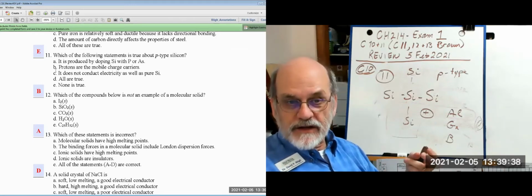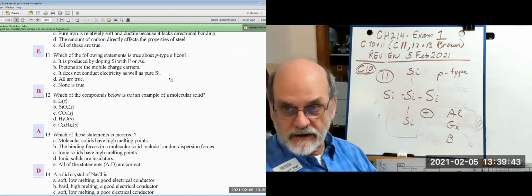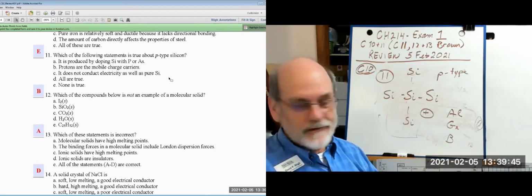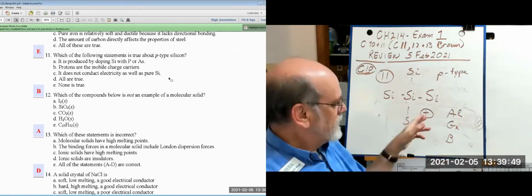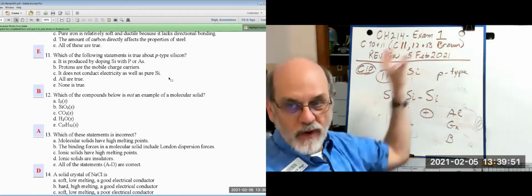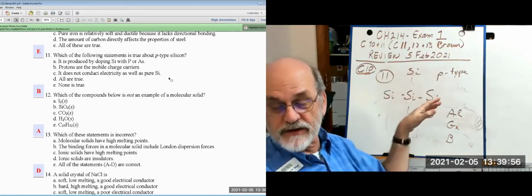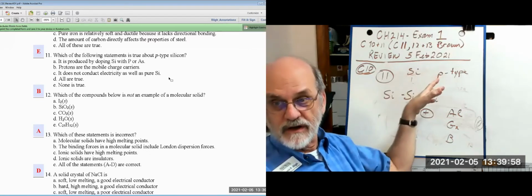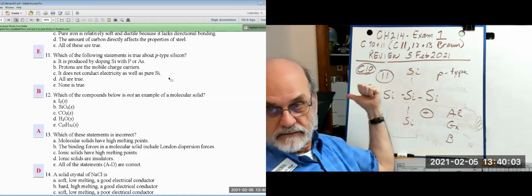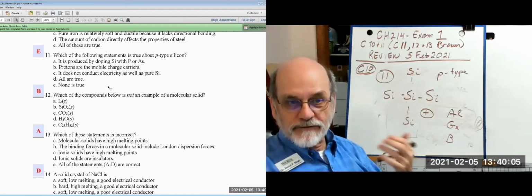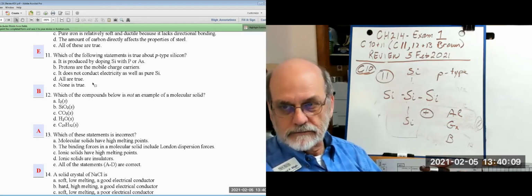C, it does not conduct electricity as well as pure silicon. In fact, it conducts it better than silicon. And what we visualize is the positive hole moving around. But in actuality, it's electrons moving in to replace an absent position. So when the electron moves this way, the hole moves that way. So in fact, none of these are true. They're all false.